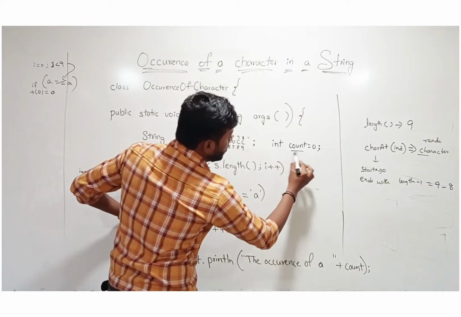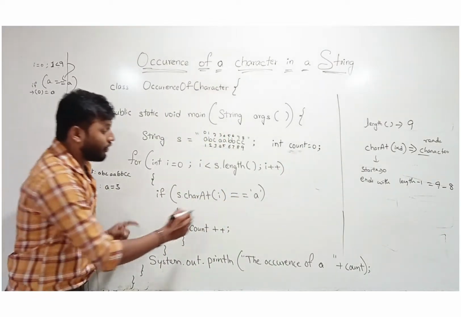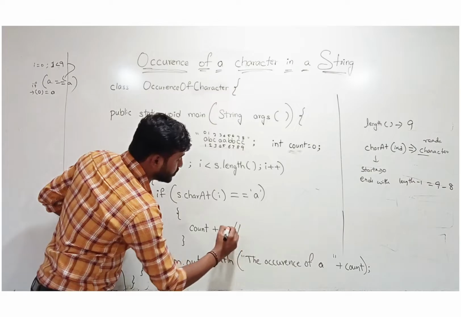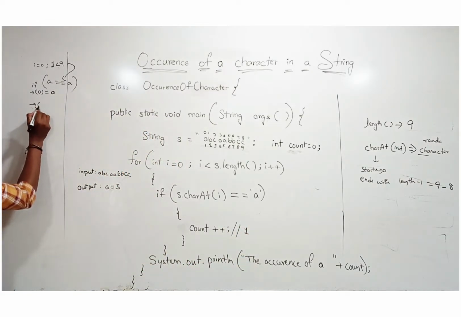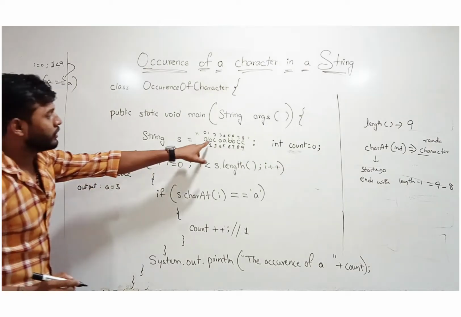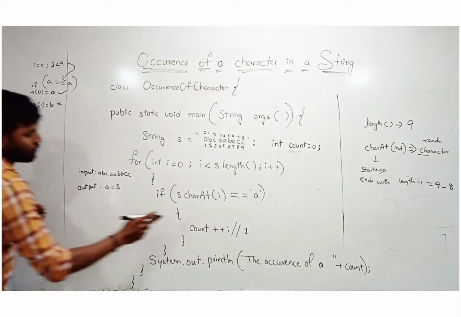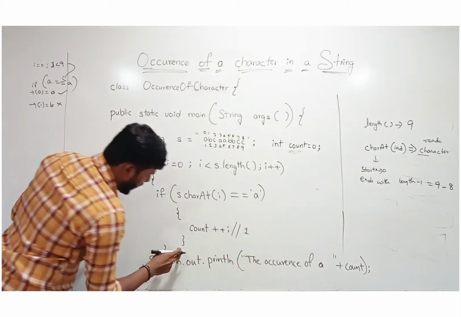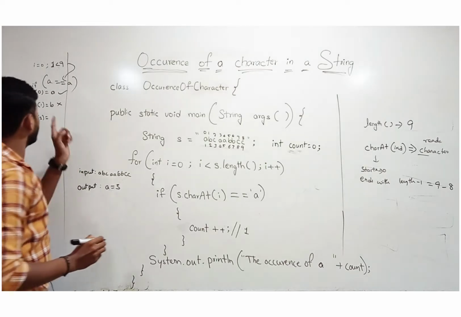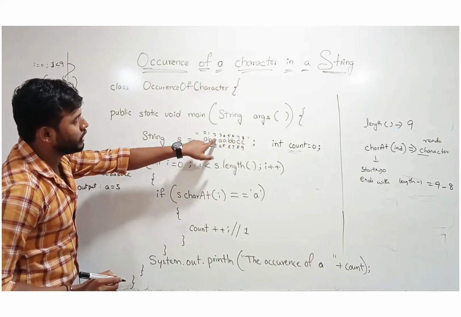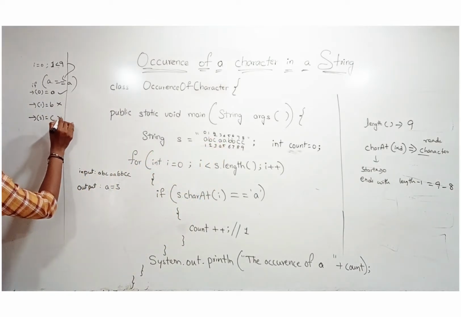Initially we have given count equal to 0. When the condition is satisfied, 0 becomes 1. After that the index value becomes 1. At index 1 we see B, so the condition is not satisfied and the count remains 1. In the loop again, it becomes 2. At index 2 the character is C, so A is not equal to C.